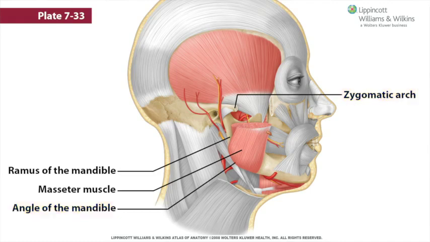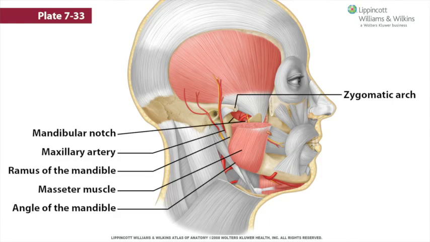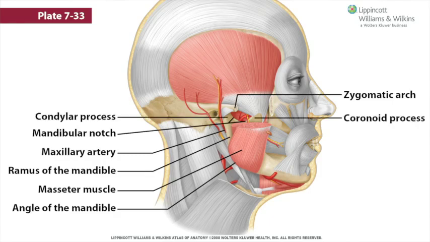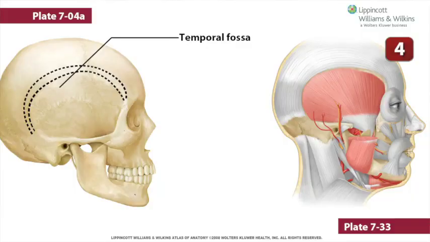It is supplied by masseteric branches of the maxillary artery and the mandibular division of the trigeminal nerve that originate in the infratemporal fossa and reach the muscle by passing through the mandibular notch, which is between the condylar and coronoid processes of the mandible. The specific actions of this muscle of mastication will be described shortly.